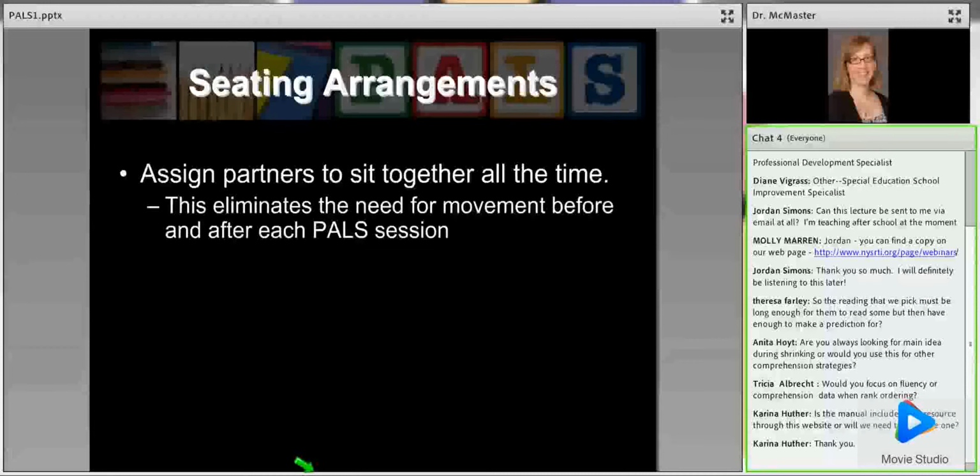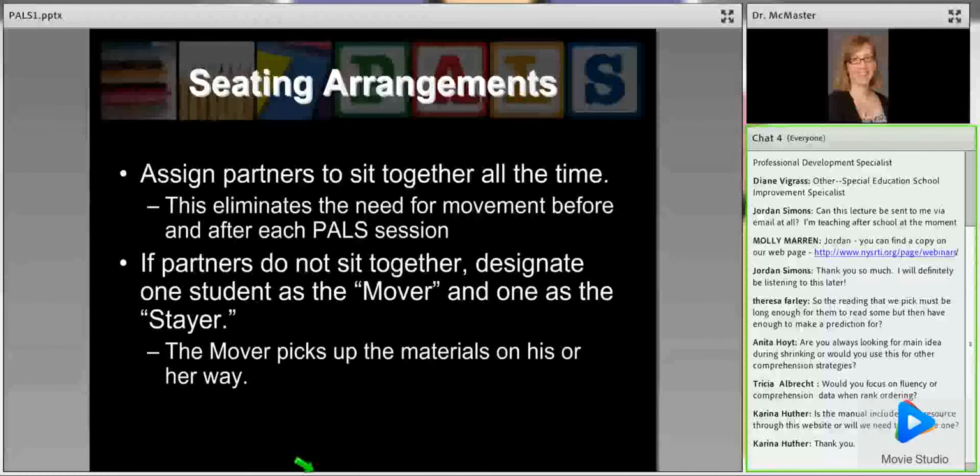This eliminates the need for any kind of movement before and after each PALS session, so it might cut down on some transition time. So some teachers like to do it that way. Otherwise, you could just have one student be the mover and one be the stayer. That way only half of the classroom is moving when it's time to move for PALS rather than the entire class. And the child who moves can pick up the materials on their way. I'll show you the materials in a few minutes, but they'll be getting a folder and a pencil and a book, so the mover can go get those materials and join their partner.